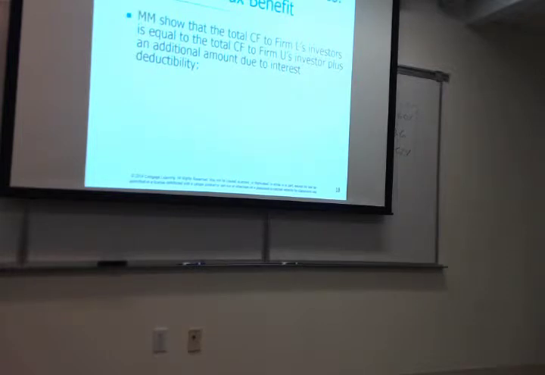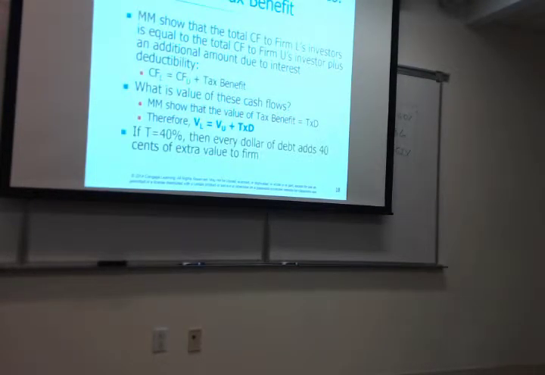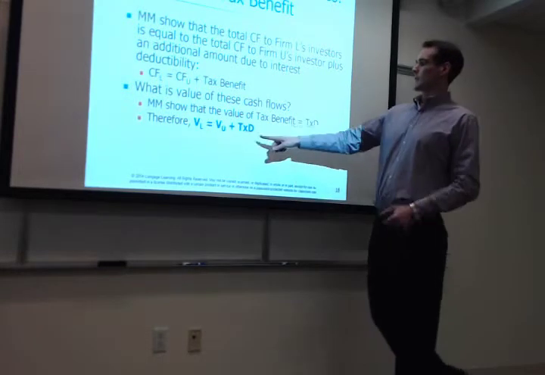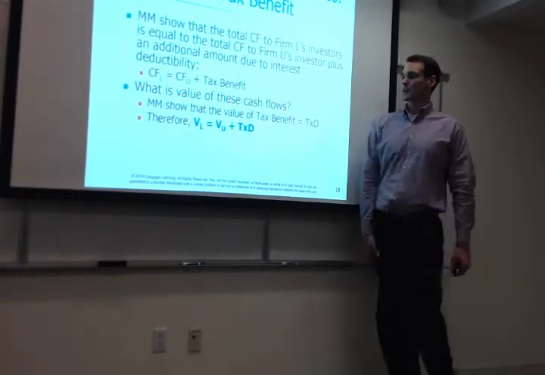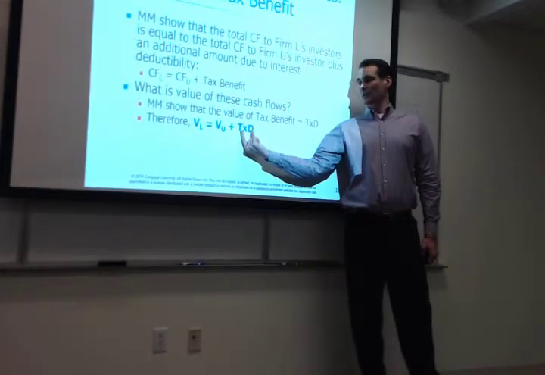Show total cash flows is equal to plus an additional amount due to deductibility. Cash flow levered equals cash flow unlevered plus tax benefit. Is the value of this tax benefit? Well, the value of the tax benefit is the tax rate times the amount of debt. So if the tax rate is, say, 40%, and we have $10,000 in debt, how much value does this little piece add to a levered firm?